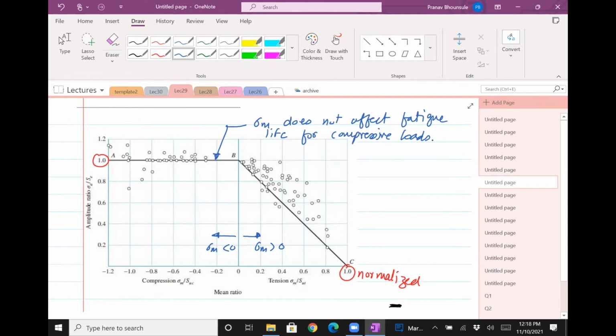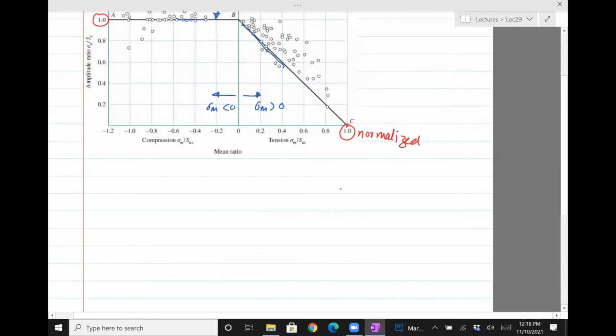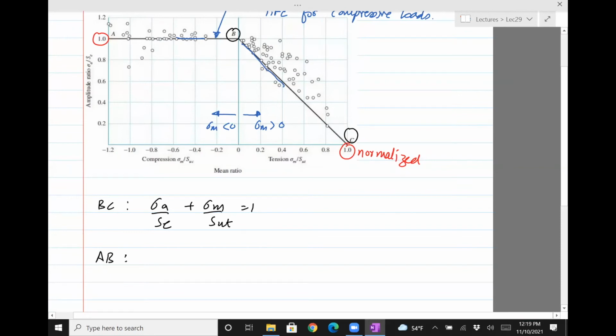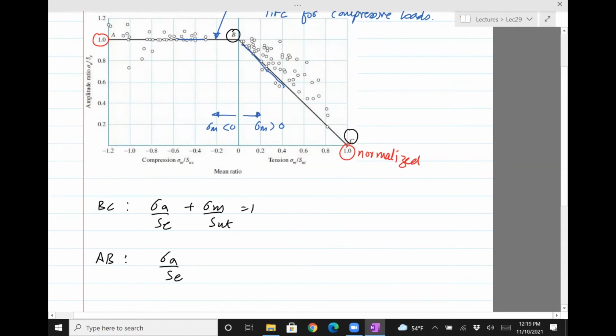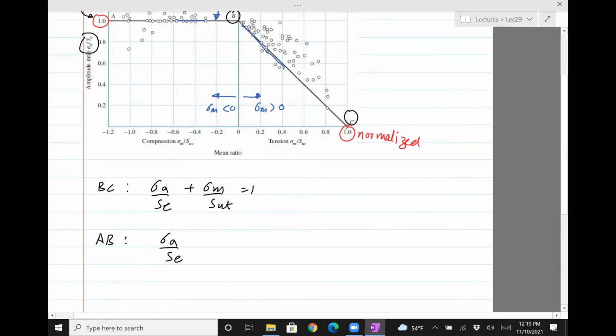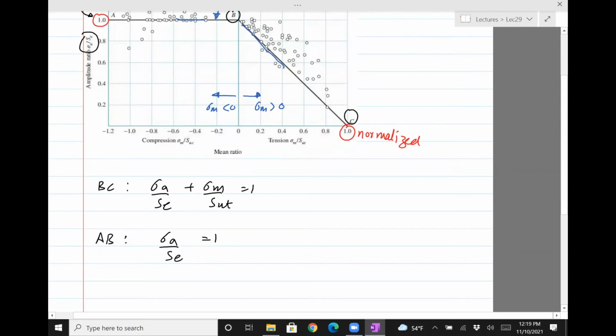So what we have here is a family, well, 2 lines. One is this line with the Goodman line, and the left line, which is a straight line. And we can write equations for both of them. And that way we cover the entire region from the first and second quadrant. So let's call this line B and C. For BC, we saw that the equation is sigma A divided by SC plus sigma M divided by SUT equals 1. For AB, the equation is simply sigma A divided by SE, which by the way is this coordinate. Since that is a constant, that is equal to 1. That's what the equation is for sigma M less than 0.